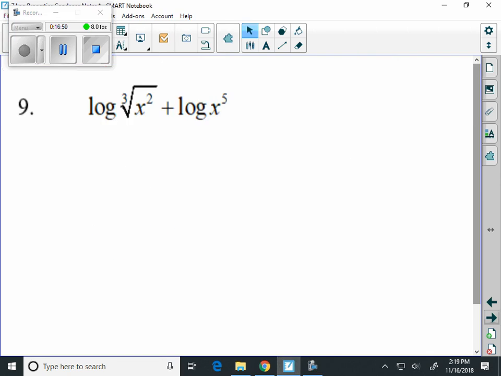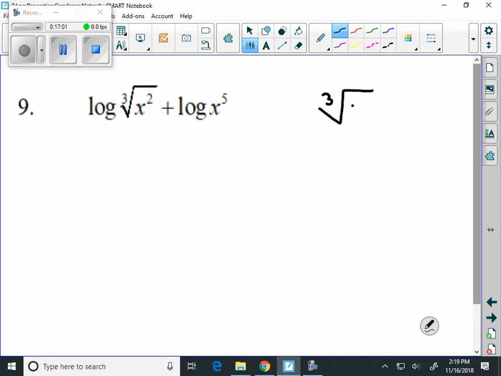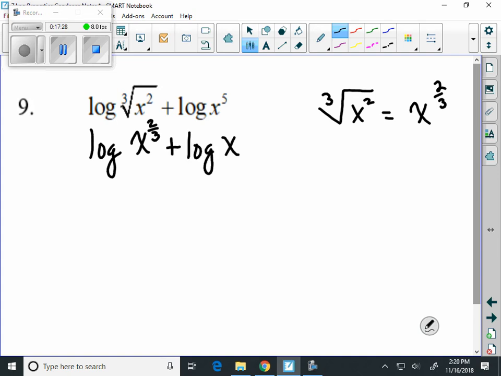Again, what we need to watch out for is the cubed root of x squared. So let's take a moment and look at that. The cubed root of x squared we can rewrite. Because remember, what's in the checkmark part of the radical goes in the bottom of the fraction. Then we've got the x squared, so the cubed root of x squared is the same thing as x to the 2/3. This is going to be log of x to the 2/3 plus log of x to the 5th.